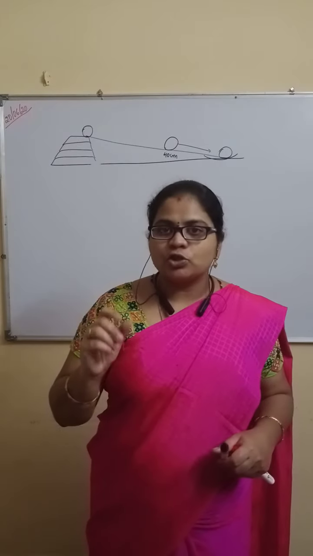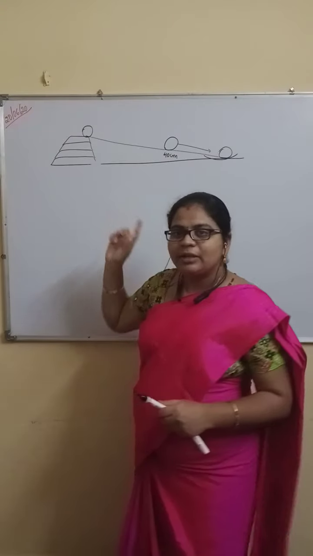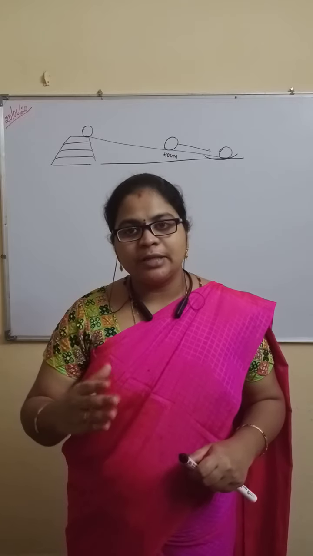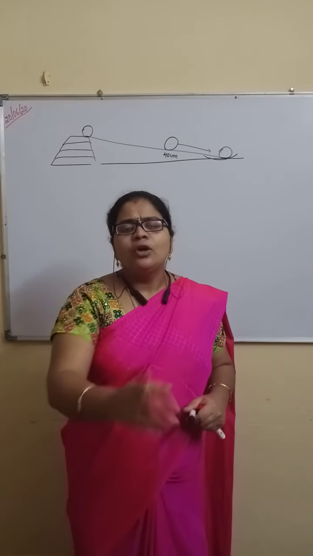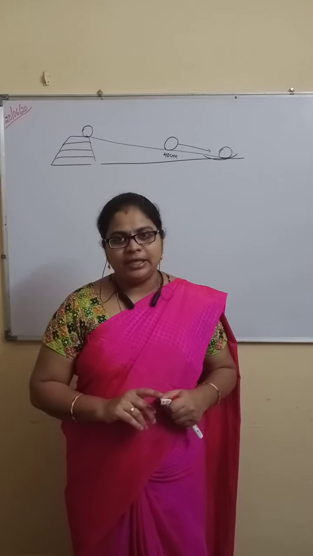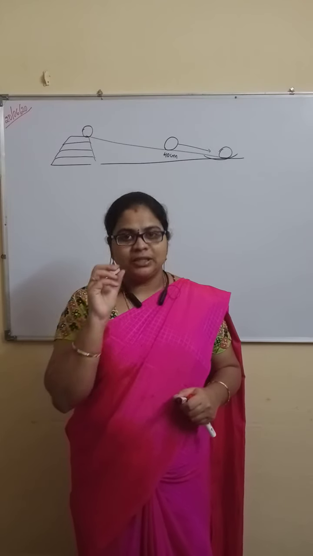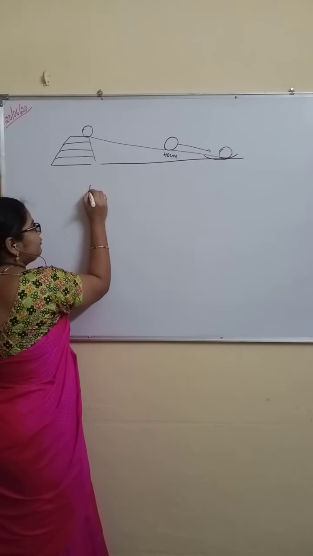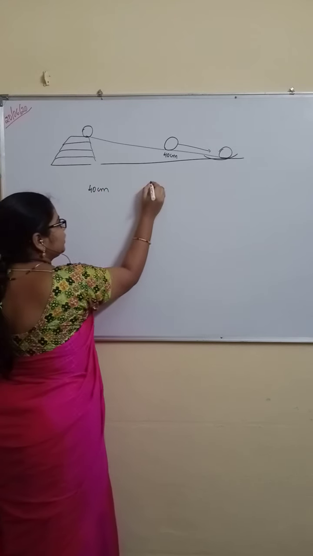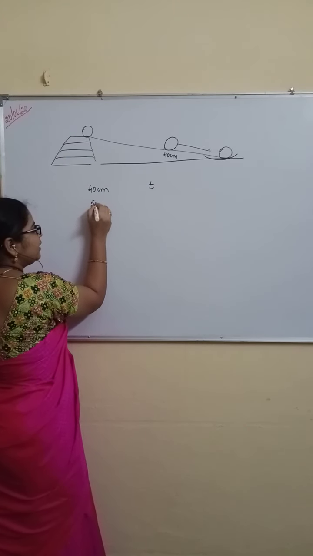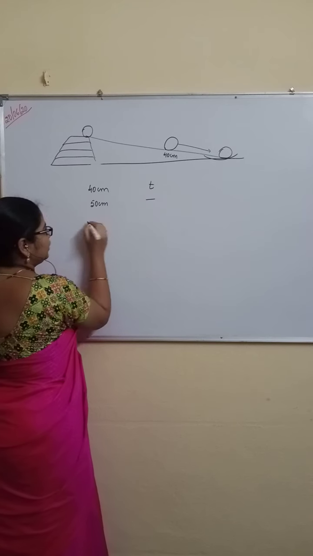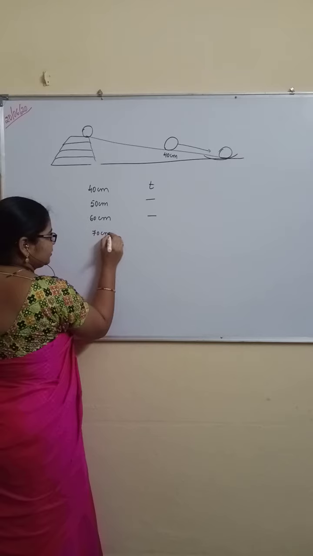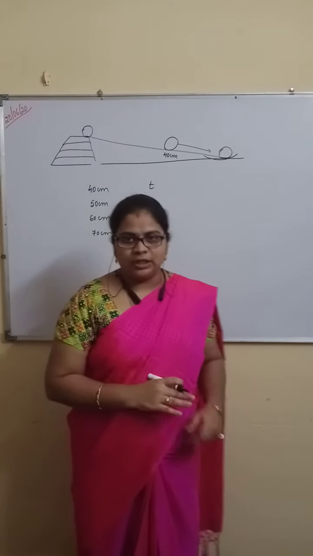You have to take a stopwatch. When it is falling down, immediately you have to start the stopwatch and count the time, how much time is required to reach the steel plate. So you have to note down the distance as well as the time. When you are keeping it at 40 centimeters, how much is the time? And now you are keeping the marble at 50 centimeters, and again note down the time. 60 centimeters, 70 centimeters. Like that we have to note down.